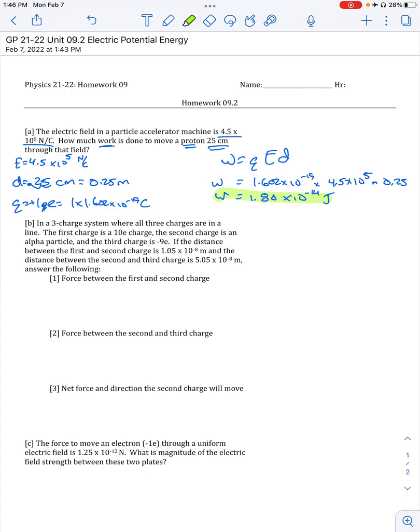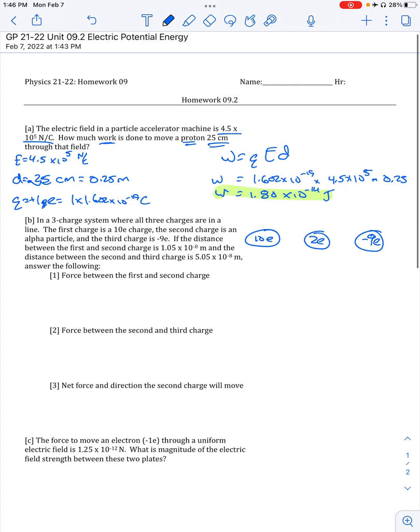All right. Next one. Ooh, 3-charge system. Okay, first charge is a 10e. Second charge is an alpha, so that's a 2e. Third charge is a negative 9e. All right, the distance between the first and the second is 1.05 times 10 to the negative 8th meters. So that's between there and there. All right, between these two, it's 5.05 times 10 to the negative 8th meters.